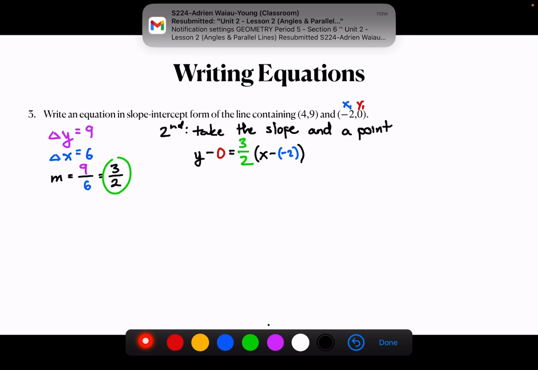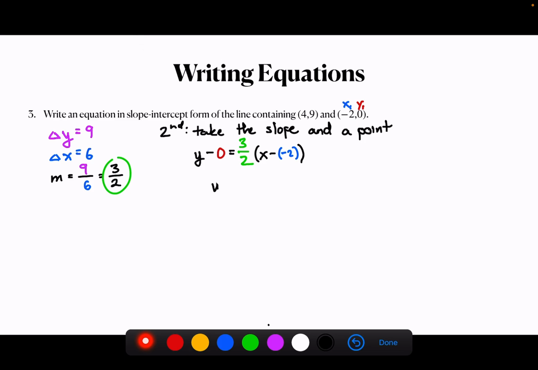Let's simplify this. y minus 0 is just y. y equals 3 over 2 multiplied by x plus 2. But we don't want brackets. We don't want groupings. So we're going to say y equals 3 over 2 x plus 3. Now this is already in slope-intercept form, so we don't need to change it.